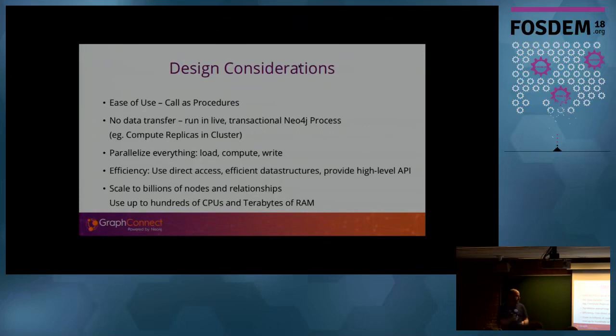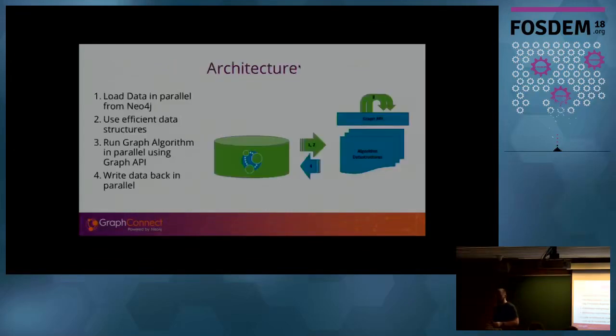We wanted to parallelize everything, so make use of all the CPUs that we have available, both the loading of data structures, computation, and writing back. We also used a lot of low-level Neo4j APIs to access the low-level data in Neo4j really efficiently. And of course, we wanted to scale to billions of nodes and relationships, using hundreds of CPUs and terabytes of RAM easily with these algorithms.